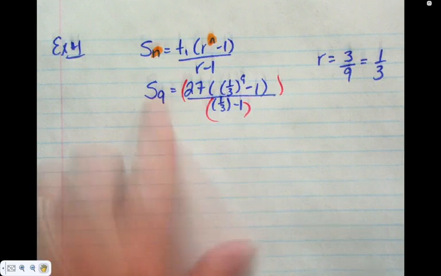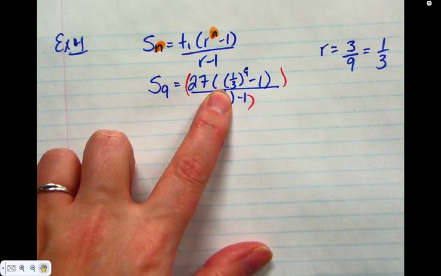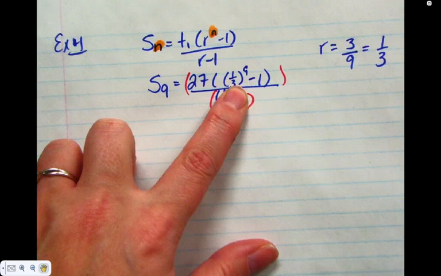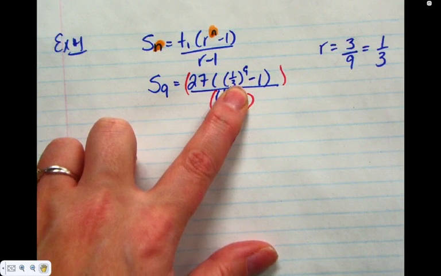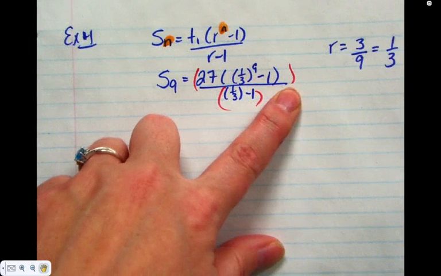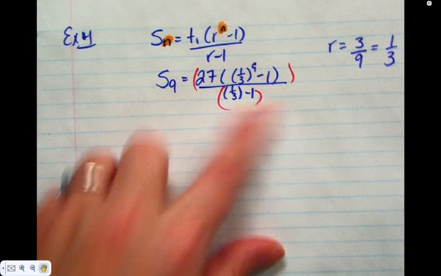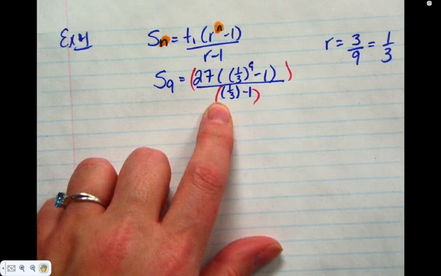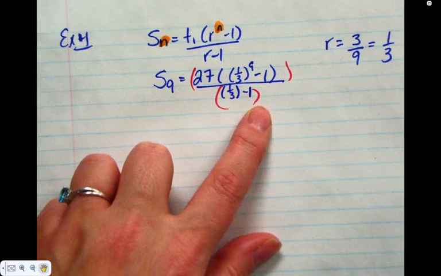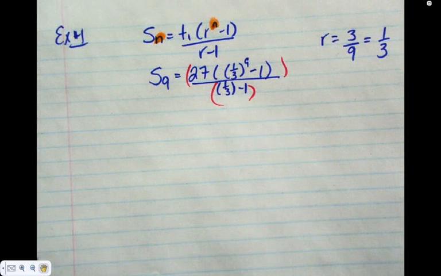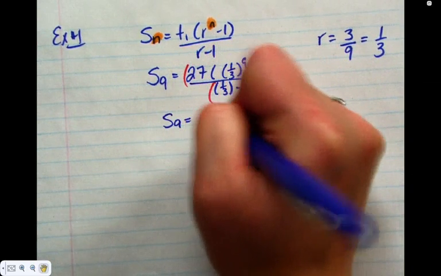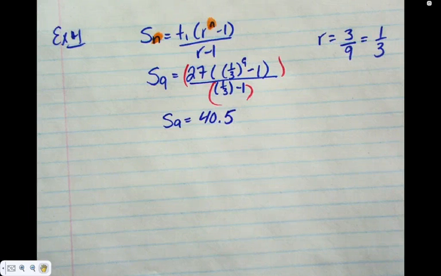Open bracket 27, open, open, 1 divided by 3, close. Hat 9. If new operating system, hit the arrow to get out of the exponent, minus 1, close, close. Then division, open, open, 1 divided by 3, close, minus 1, close. Okay, let's check if it worked. What'd you get? 40.5, 40.50.